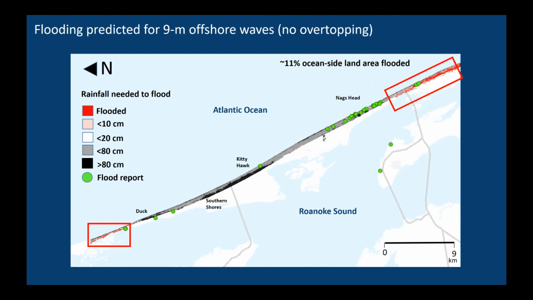Pink regions require 10 centimeters additional rainfall, and regions in gray and black are unlikely to flood because it would require more than 20 centimeters of rain. The green circles indicate locations where we received flood reports, and again, north is oriented off to the left here. Based on this analysis, we found that approximately 11% of the area on the ocean side of the island would be expected to flood just from groundwater-driven processes alone in this scenario. We also identified 2 high-risk regions, one north of Duck and one south of Nags Head.